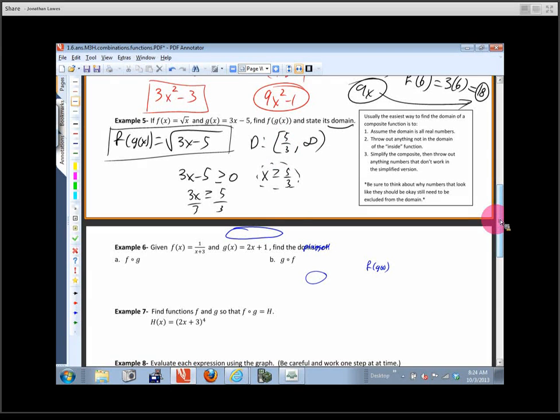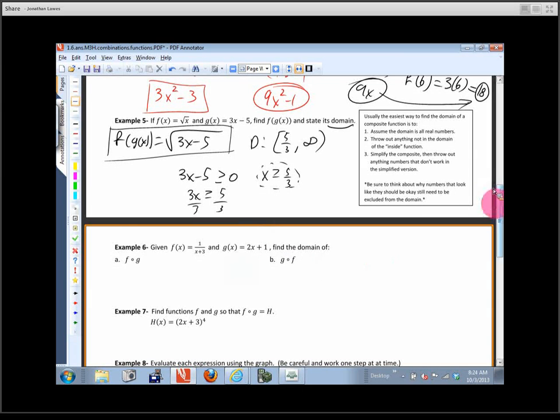Throw out anything you need to of the inside function, which was this one right here. Anything worked there, so we didn't have to throw anything out. Find the composite, and then throw out whatever doesn't work there. Okay? So we had an even root. We needed to make sure we were taking the even root of a positive. Okay? Any questions?